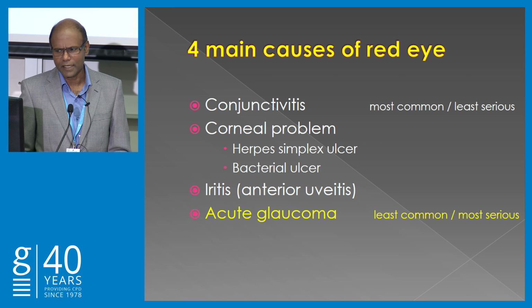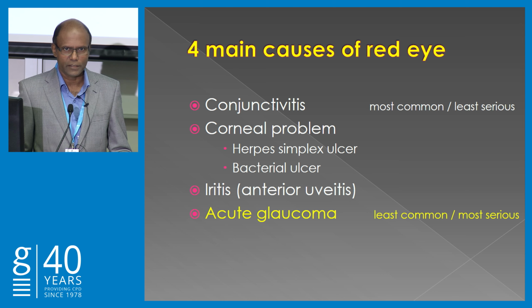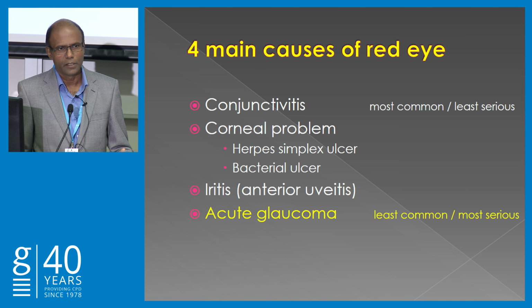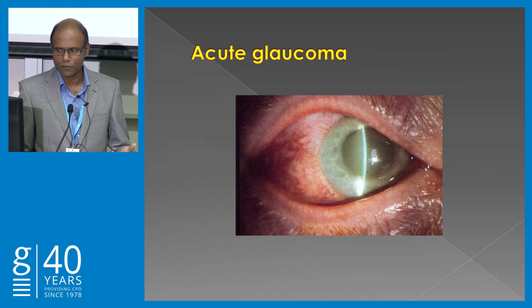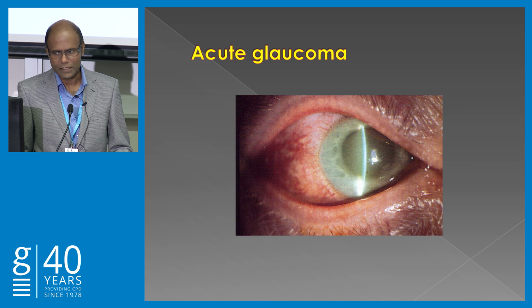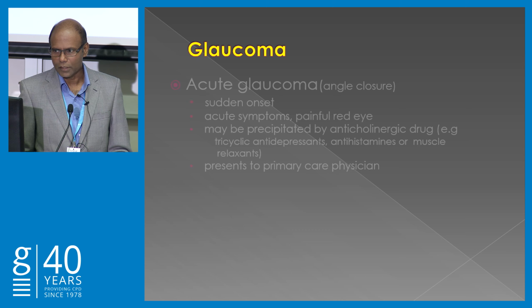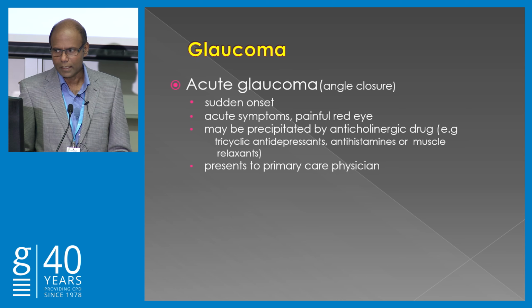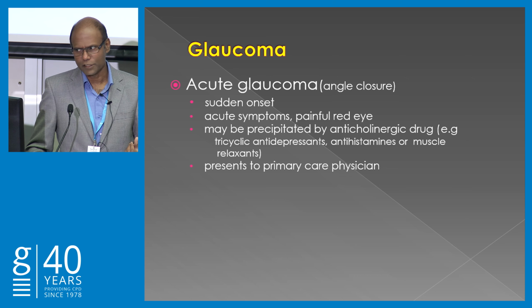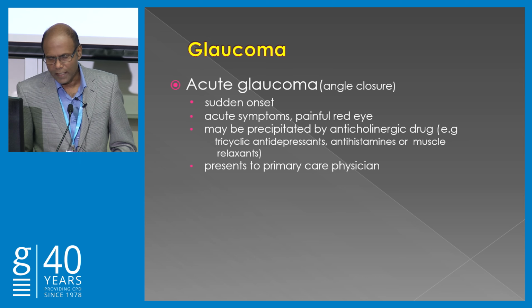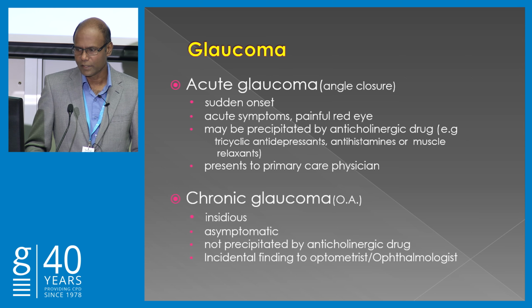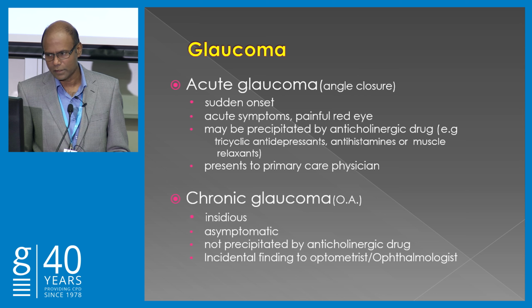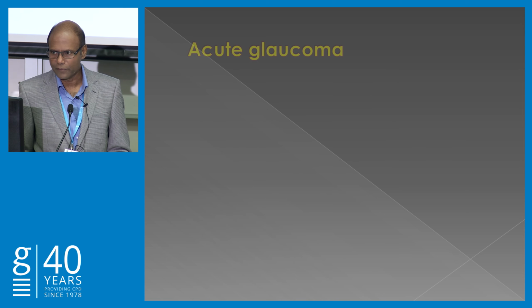So the last one is acute glaucoma. It's more serious than the other conditions and it can damage pretty quickly. So you already looked at sudden drop in vision, painful red eye, mid-dilated pupil, hazy cornea, and tender to touch. So it's sudden onset. Just keep in mind anticholinergics, you might use them frequently in the form of antispasmodics, tricyclics, or antihistamine, and muscle relaxants, that can sometimes precipitate glaucoma. We'll leave chronic open angle glaucoma because that's a different topic and it's not an acute problem anyway.